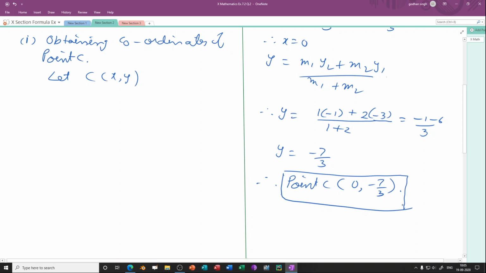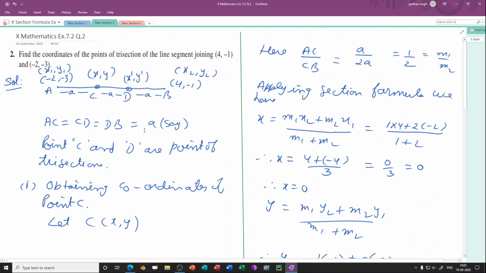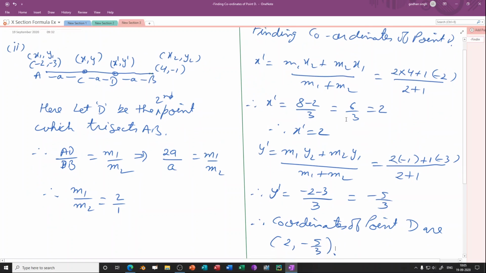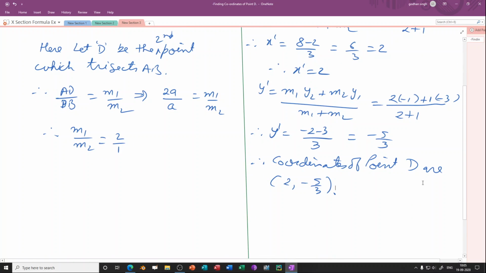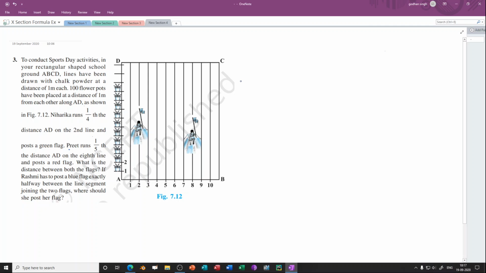Already we have discussed that there will be 2 points of trisection. One is point C, and this is our second point, that is point D. So point D is our second point and the coordinates of that are 2, minus 5 by 3. So this is how this question is complete here. So this is over.